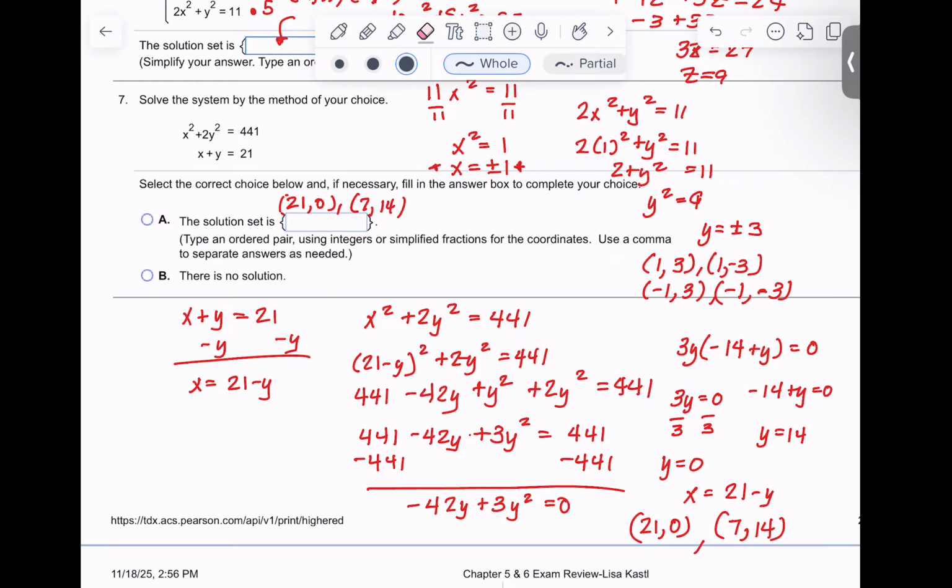And again, I kind of fumbled around at the beginning there. One way is better than the other. Solving for x works out a little bit easier than solving for y. So that's what I recommend you do for that particular problem, solve for x.